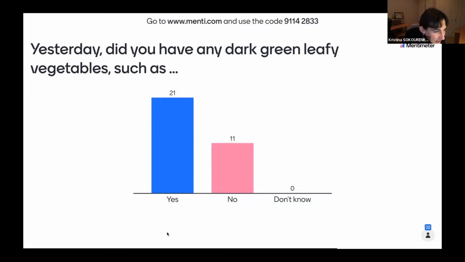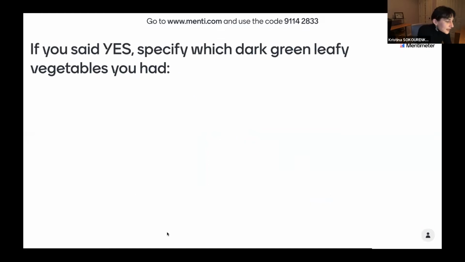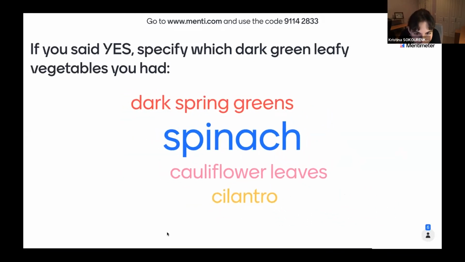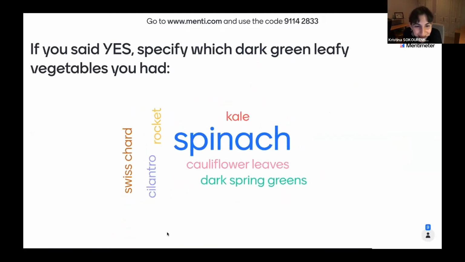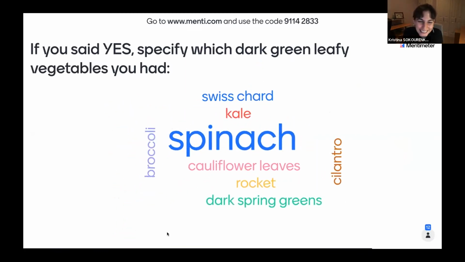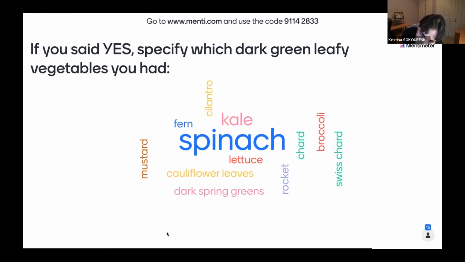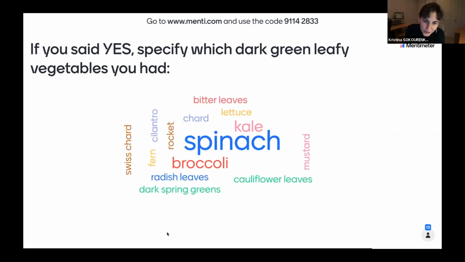And some are saying no. So while we think about that, tell us what dark green leafy vegetables you had. If you said yes to the question just before, what were you thinking of? Which ones did you have yesterday? Spinach, cilantro, dark spring greens, cauliflower leaves. Ooh, that's a good one. I love cauliflower leaves, actually. Lettuce, kale, rocket, mustard greens, chard, Swiss chard.